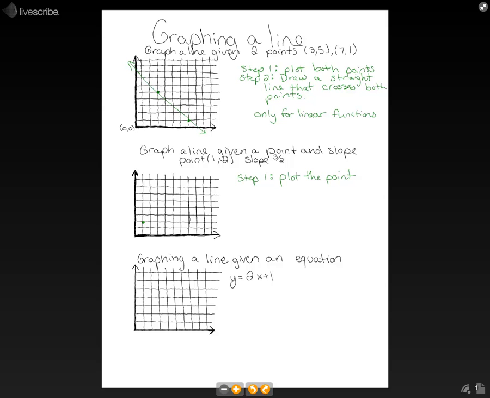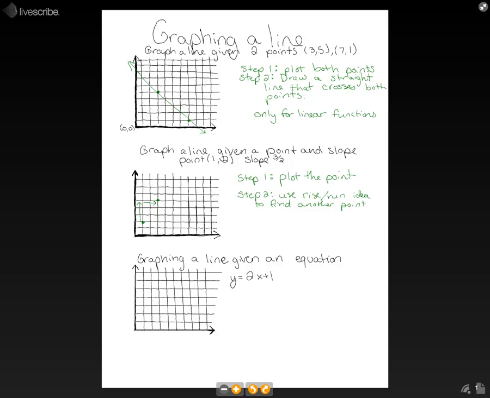And now we use our slope kind of as a guide to tell us where to go next. We're going to use the rise and run to find another point. So with a slope of 3/2, we know we're going to rise 3. So we're rising 1, 2, 3, and we're running 2. So that tells us our next point should be right here.